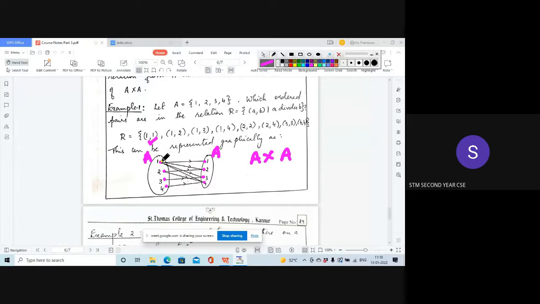Now look at the relation. 1, 1 is there, so draw a directed line from 1 to 1. Then 1, 2 is there, draw a directed line from 1 to 2. 1, 3 is also there, 1, 4 is also there. Then next is 2, 2, so draw a directed line from 2 to 2. Then 2 to 4, 2 divides 4. Then 3 divides 3, 4 divides 4. So just write the relation and draw the graphical representation.